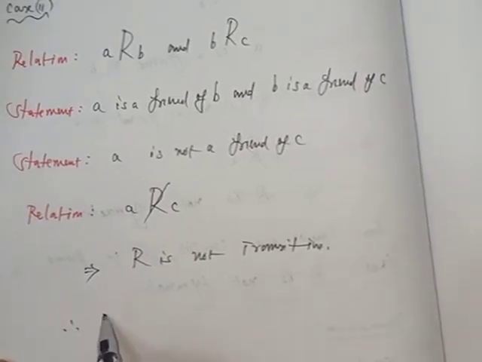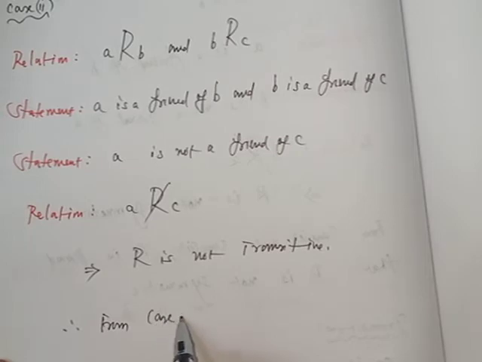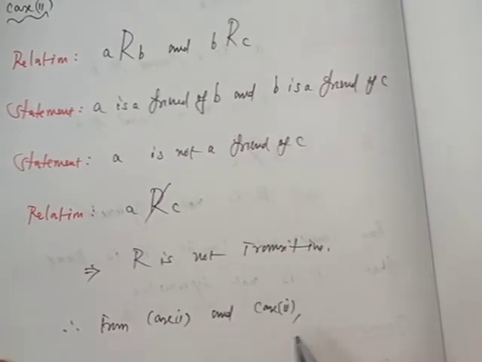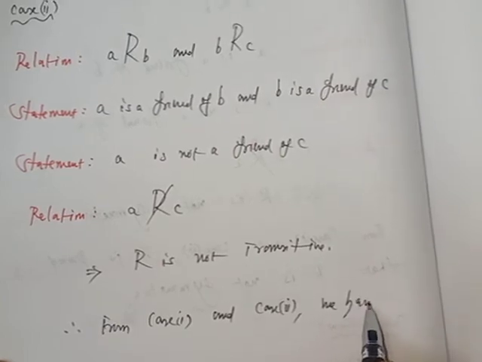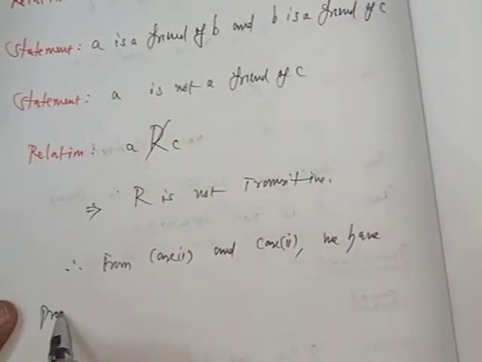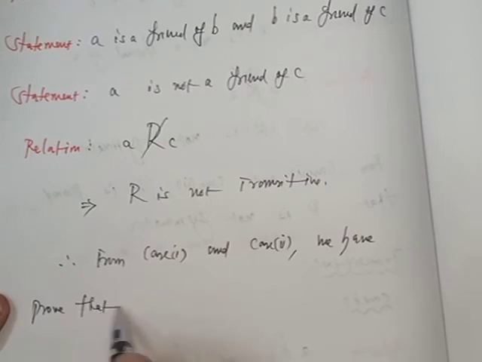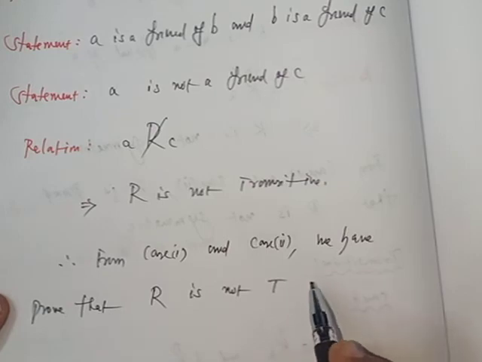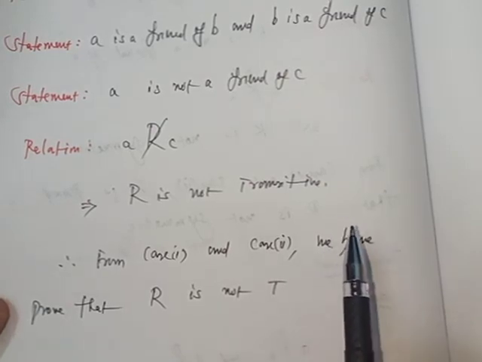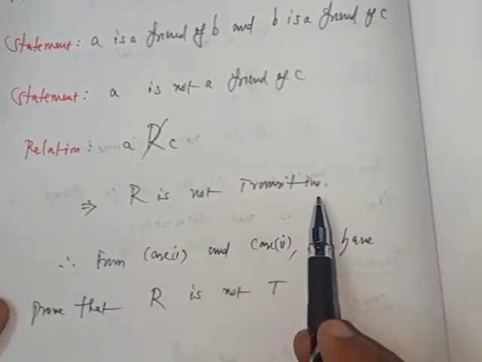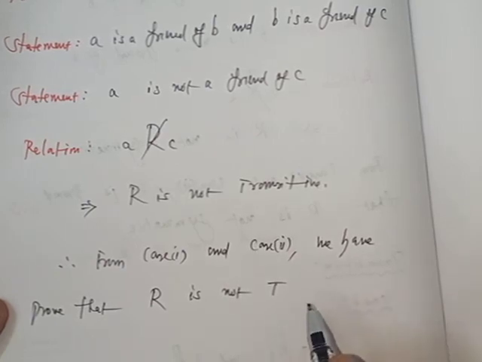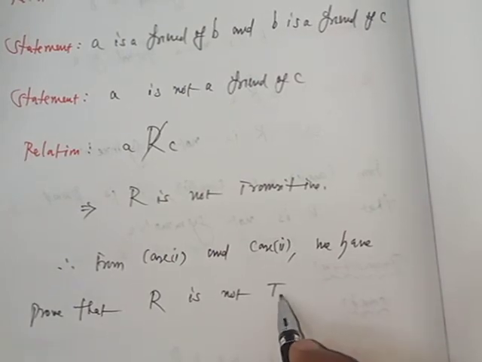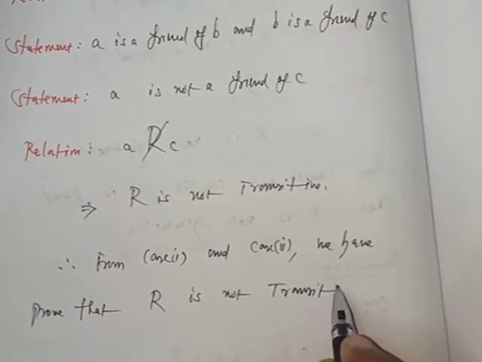Therefore, the final result from case 1 and case 2: we have proved that R is not transitive. As I told you, if in any one of the cases it is possible to prove not transitive, the final result is not transitive only.